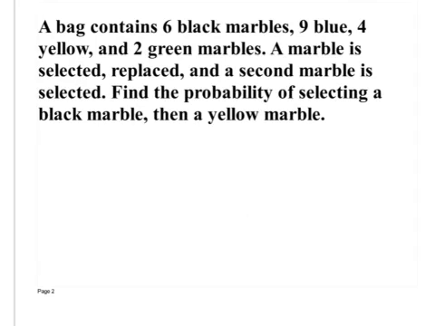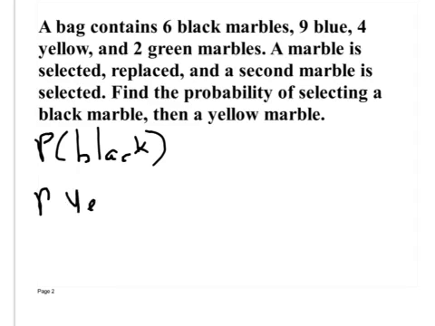So we have a bag. It contains 6 black marbles, 9 blue, 4 yellow, and 2 green. A marble is selected, put back into the bag, and then a second marble is selected. We need to find the probability of selecting a black marble and then a yellow marble. This is independent because what was selected first does not affect the second one, because all of them have been replaced. So we need to find the probability of a black marble, then the probability of a yellow marble.